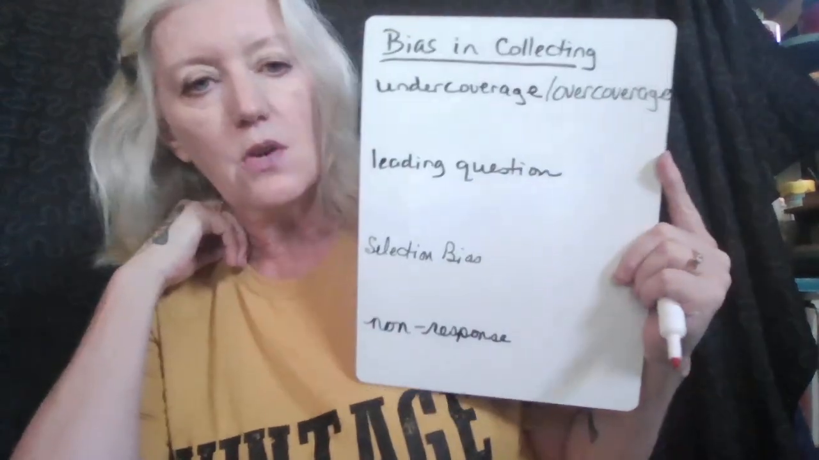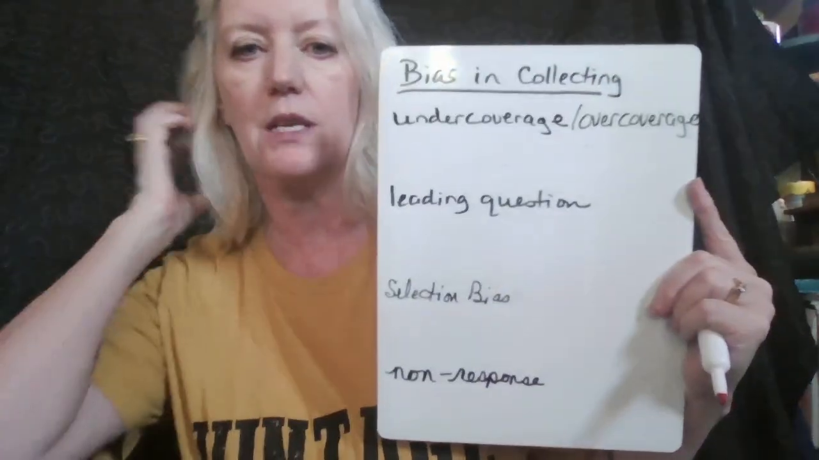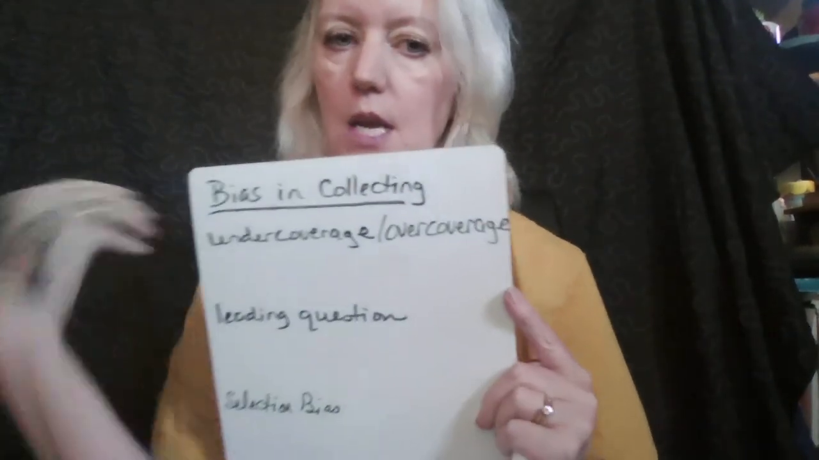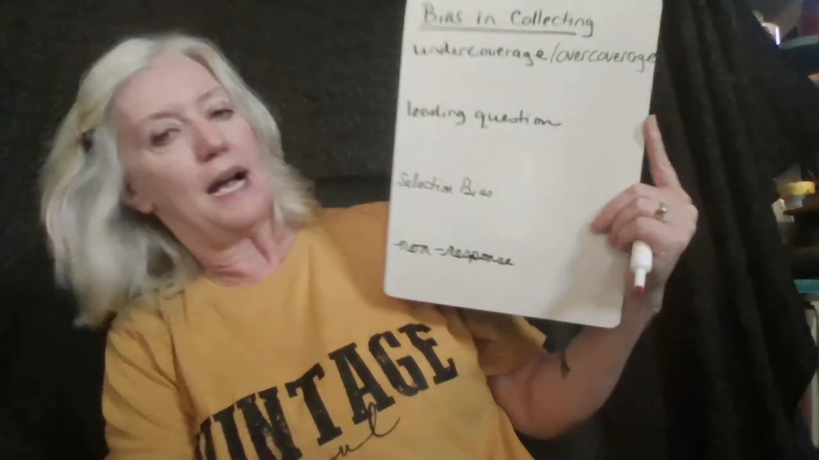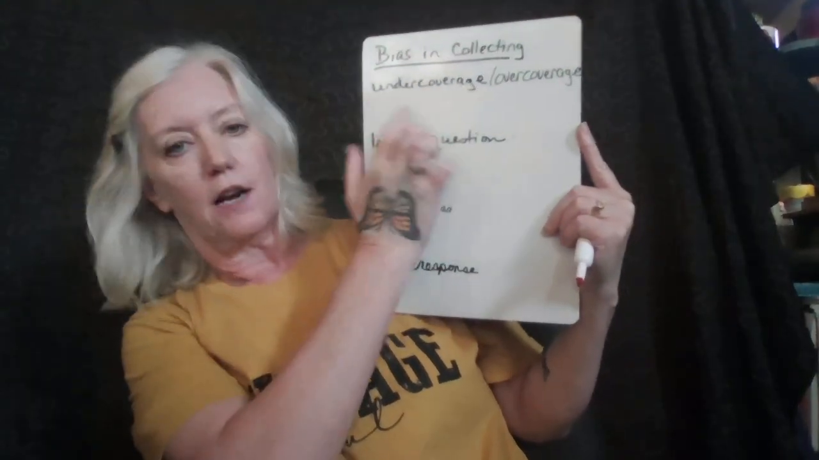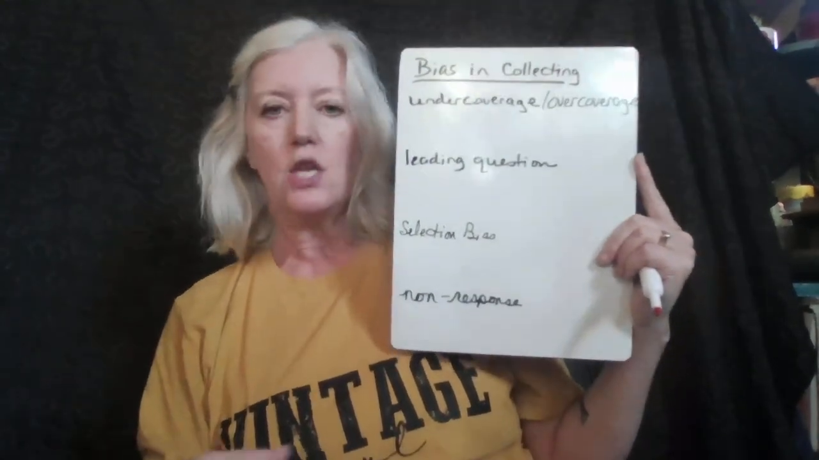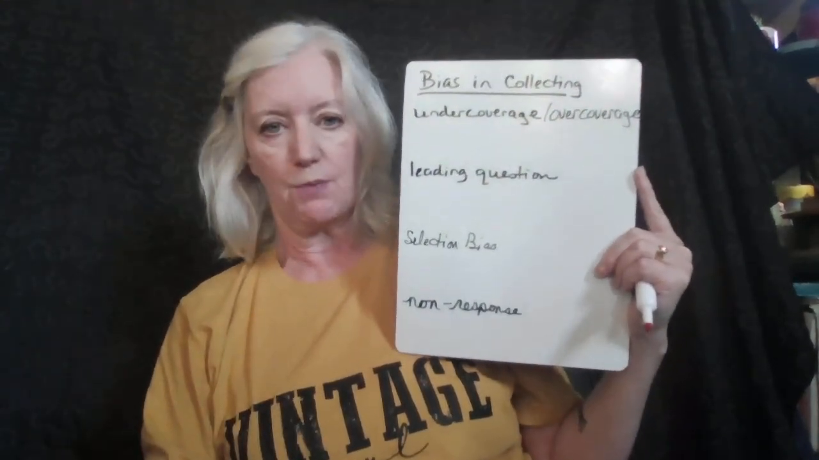Bias just means that you can tell that somehow these answers were not what you predicted. They may be swayed one way or the other. Okay, so we've got some important biases. And there's a lot more biases than this, but these are the ones we're going to talk about. We're going to talk about over and under coverage. That just means, for example, in a voluntary survey, you could have way too many people responding.